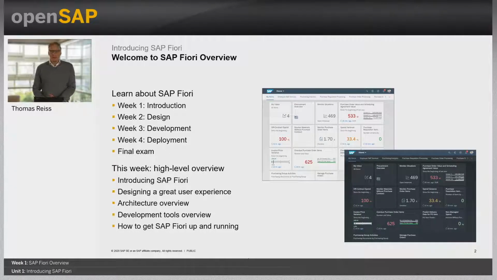The first week introduces you to all the various aspects. The next 3 weeks give you more insights on design, development and deployment, i.e. getting Fiori up and running. The goal of this week is to give you a high-level overview of all the various aspects of Fiori so that you get the big picture of how everything fits together. In other words, after a brief introduction, we'll have a look at the Fiori design. Next, we'll get a high-level architecture overview, introducing the various technologies and tools available and how they fit together. Unit 4 gives an overview of these tools, and the week ends with an overview of how to get Fiori up and running. So, let's get started.